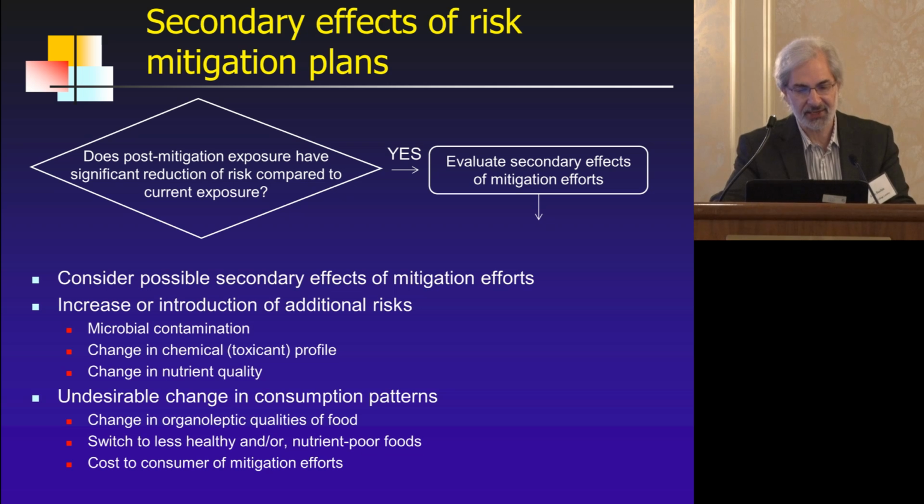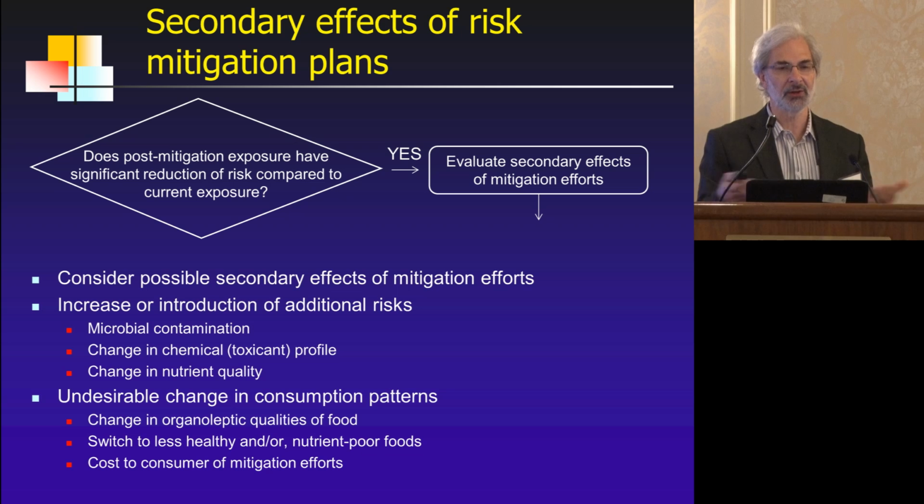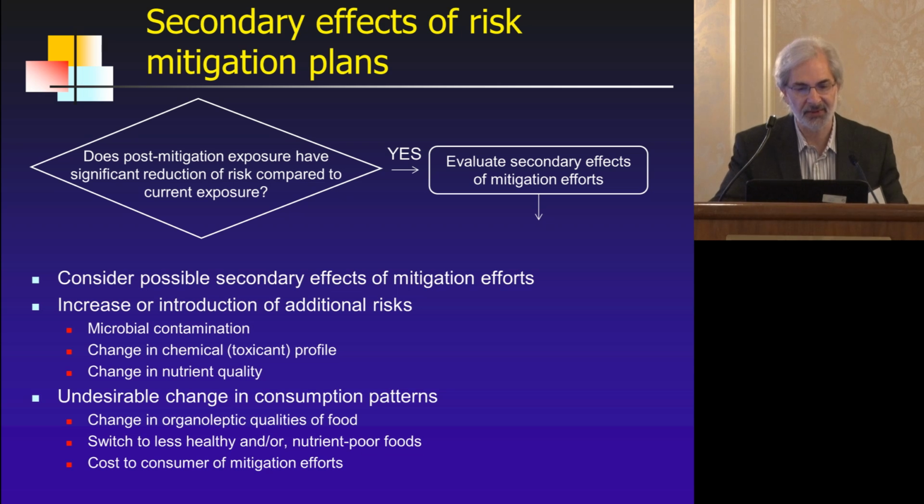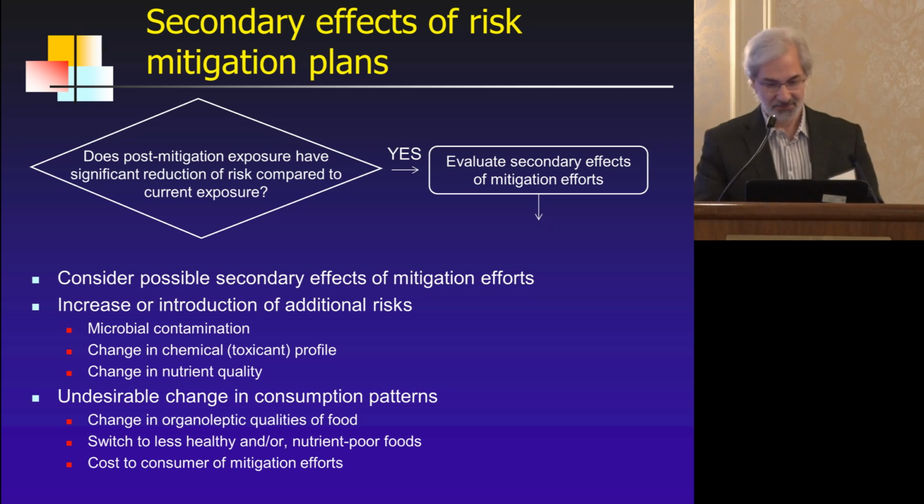There could be a switch to less healthy and or nutrient-poor foods, and of course the cost to the consumer of the mitigation efforts. It's very likely that if this is an expensive process, the consumer will eventually be the one who's paying. And so if it costs a lot of money to make coffee with lower acrylamide levels, you're going to be asked to pay more money for your coffee. And then people might switch to something else like gin.